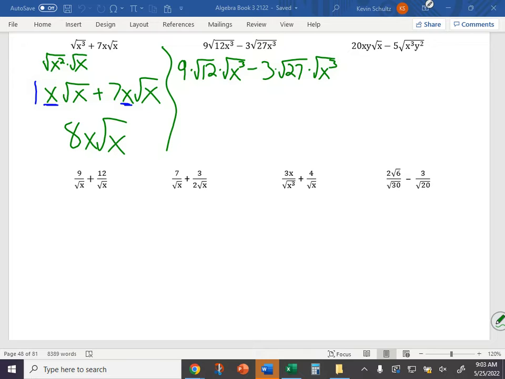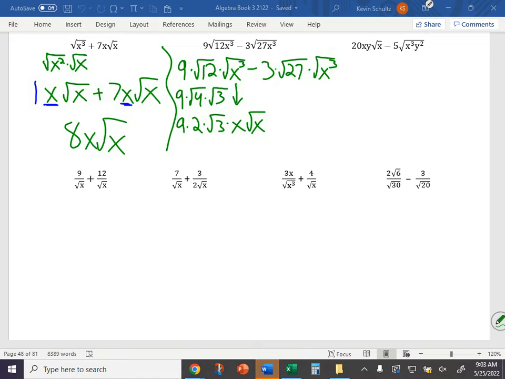So 9 times root 12 times root x cubed. I got it. Very good. We have the root 12, which simplifies to be root 4 and 3, that perfect square factor. Root 4 times root 3 gives us 9 times 2 times root 3. And we know this x cubed, because we have the chart to help us, is going to simplify to be x root x. Right?